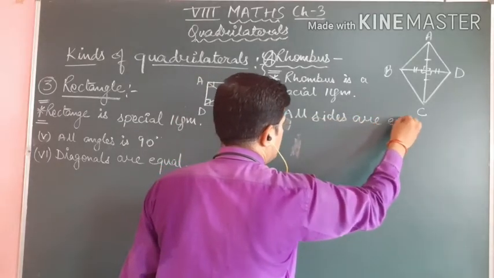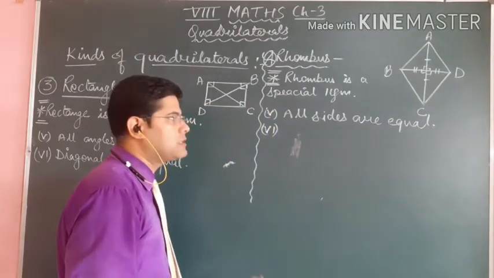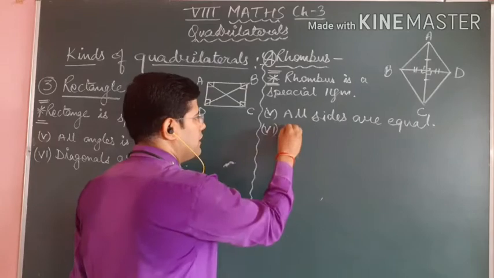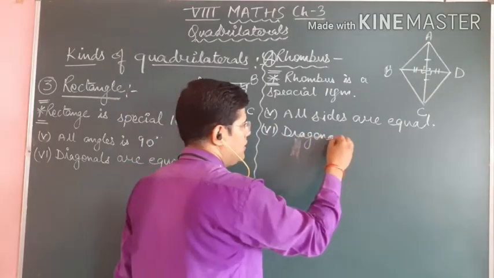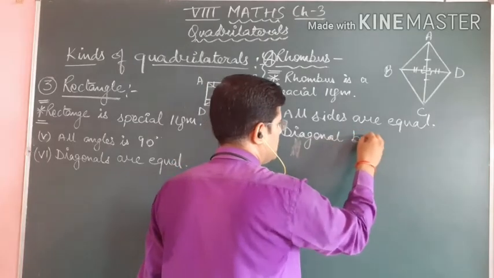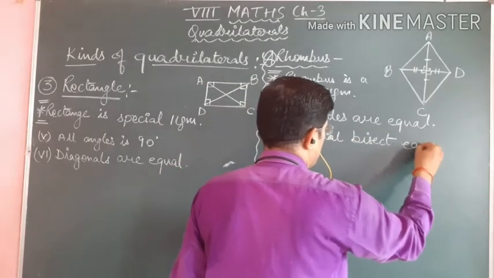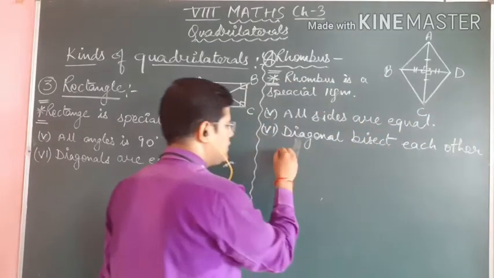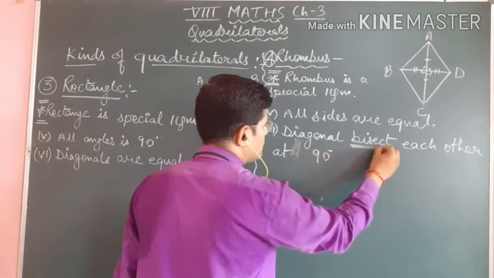All sides are equal. And when we move to the next one, and this is the very special property, what? Diagonals bisect, what? Here they bisect each other at 90 degrees. We have already discussed what is bisect.